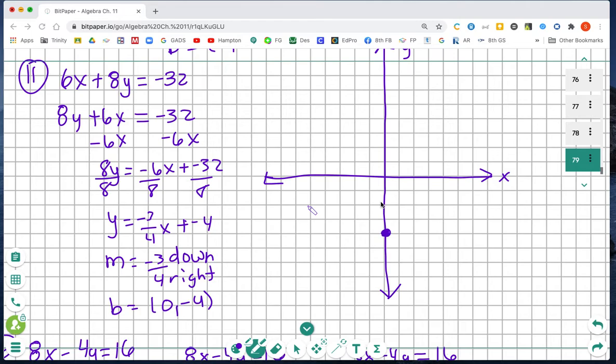I'm going to go down 3, to the right 4. Go back to my starting point, up 3, to the left 4. Connect my ordered pairs. Slope is negative, non-proportional.